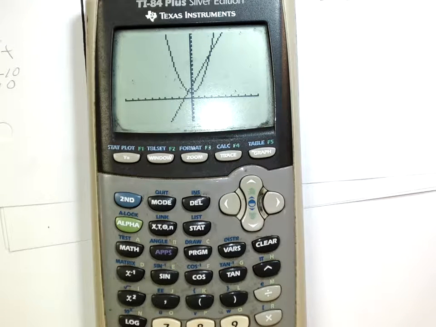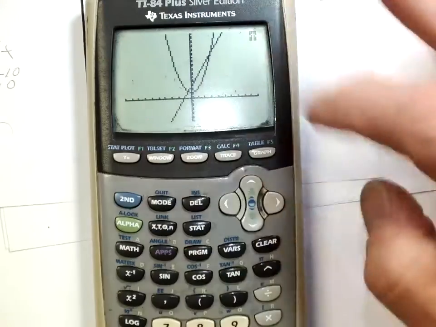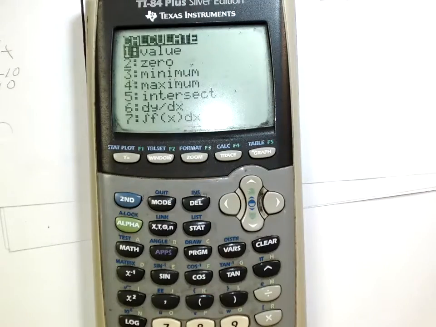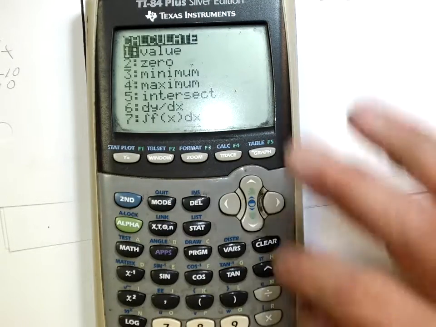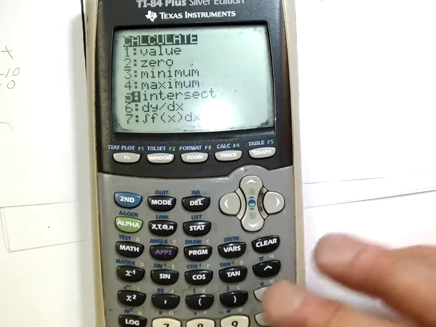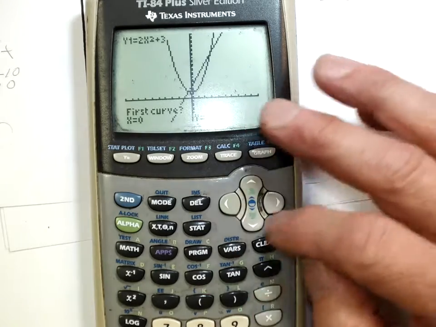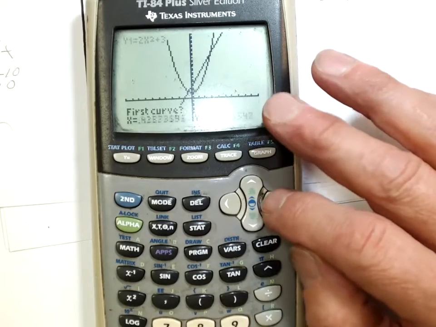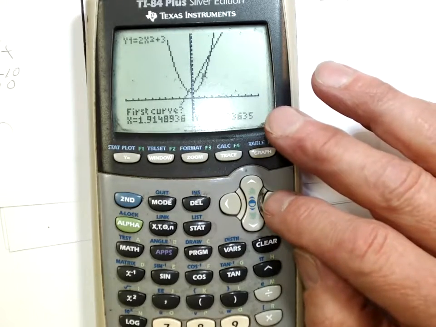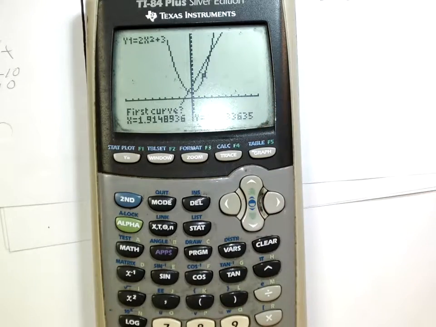So I see it. So how do we do this? We go to second calculate. We're going to do this. Go to intersect, right? Intersect. Enter. First curve, I think it's not there anymore. I got to take this little cursor back. One more time. Back and forth arrows, not up and down. Back and forth arrows, because you're moving it along the x-axis. That's why it slides up. Okay.